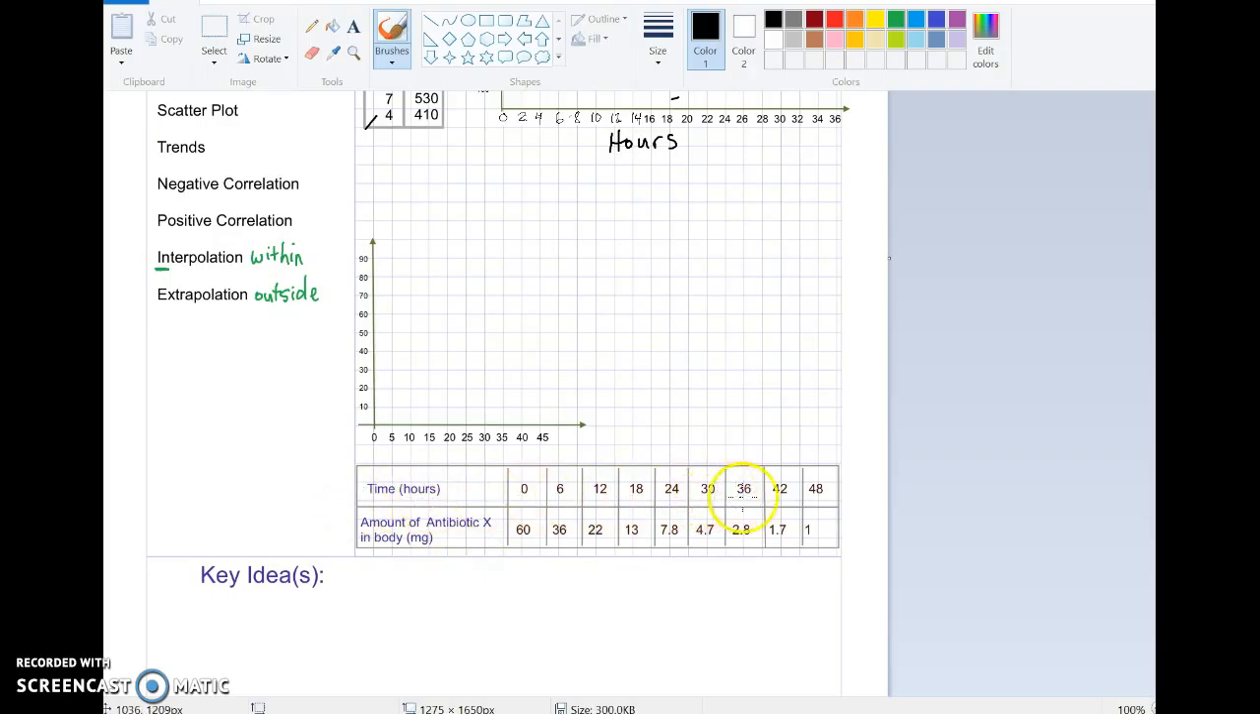So our time is the amount of time that it's been in the body. And that's going to be our independent variable. So we'll label our graph with hours. And then on the side, we'll say milligrams of antibiotic. Now let's go ahead and do some graphing. And again, I'm going to make this larger.